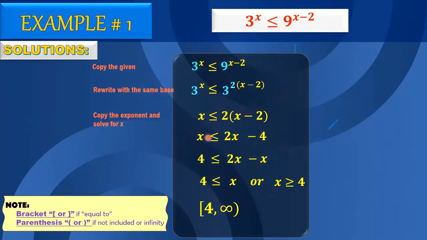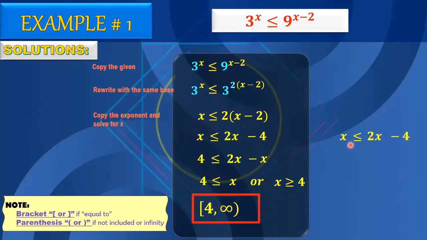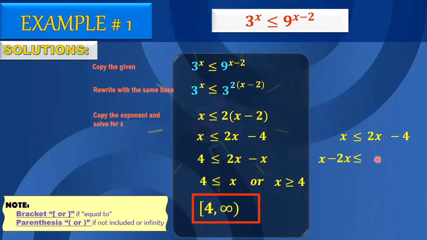Now, a question: can we transpose 2x to the left side? Because I know we are used to transposing variables on the left side and constants on the right side. So I will show to you. Let's start here. x is less than or equal to 2x minus 4. Let's transpose 2x to the left side. So that becomes x minus 2x is less than or equal to negative 4.